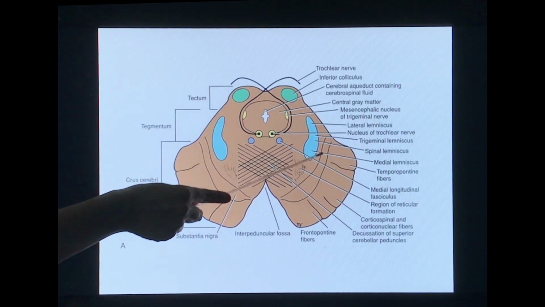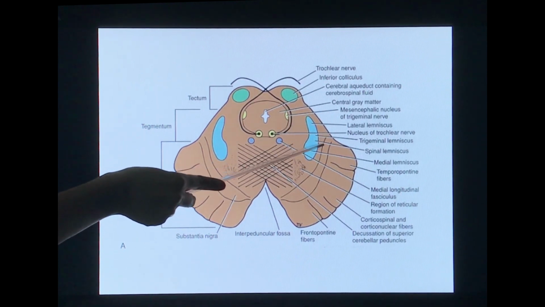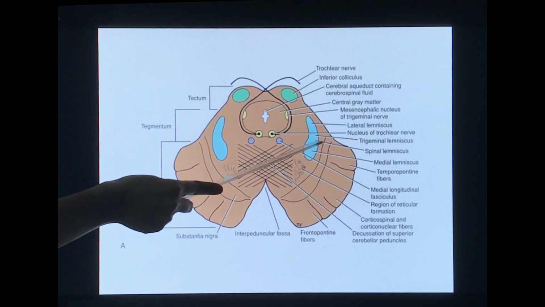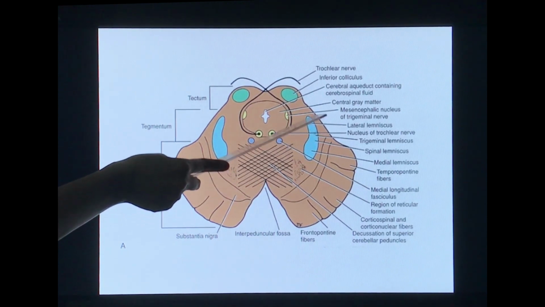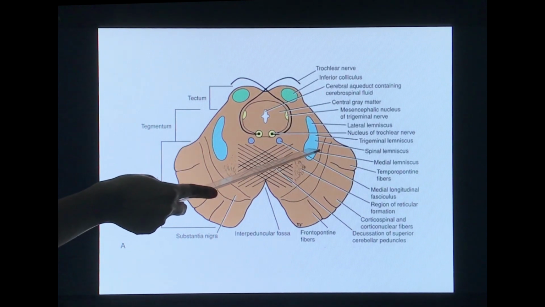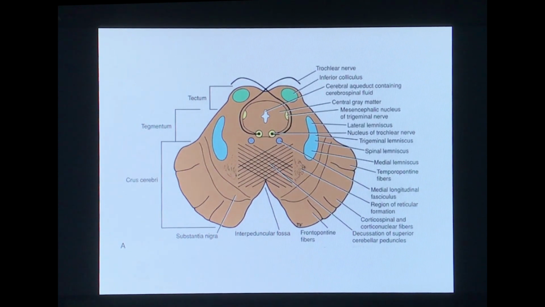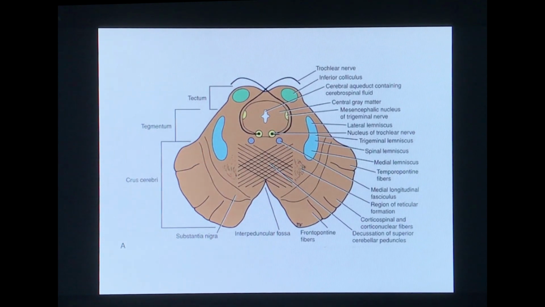So here you can see the lemnisci. The medial most will be medial lemniscus, then lateral to medial lemniscus you will be seeing the rest, that is the spinal, then you can see trigeminal lemniscus and the lateral lemniscus. Okay, so all the lemniscus are present over here. The medial most will be medial lemniscus, lateral most will be lateral lemniscus, and in between you will be seeing spinal and trigeminal.